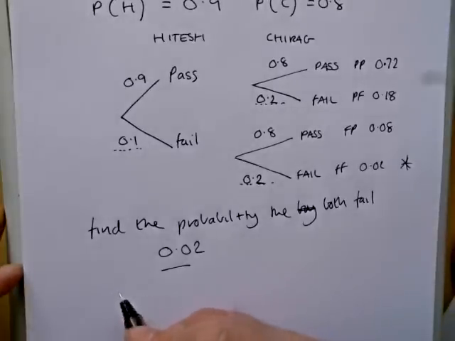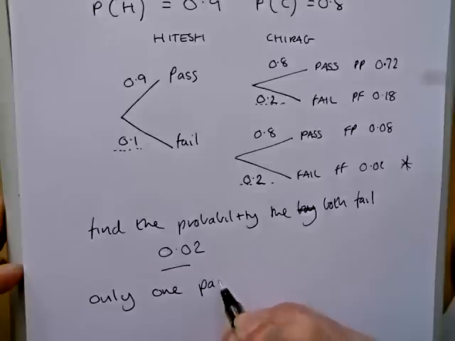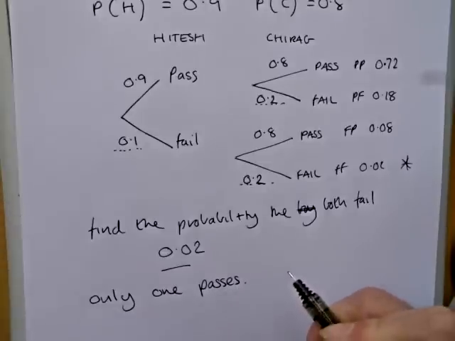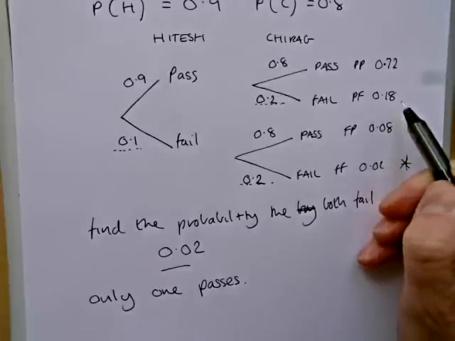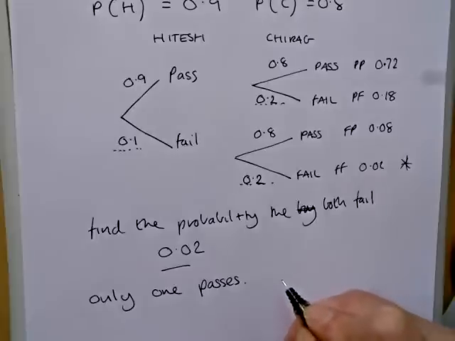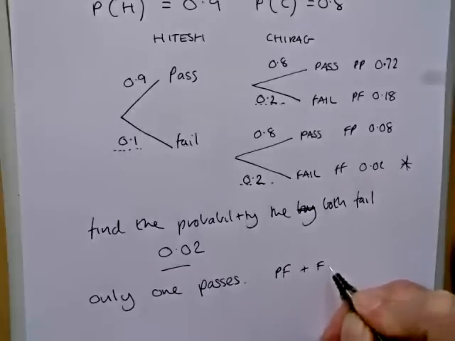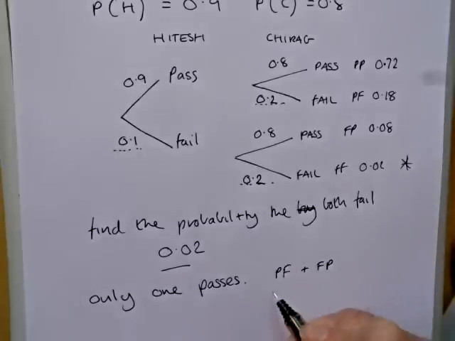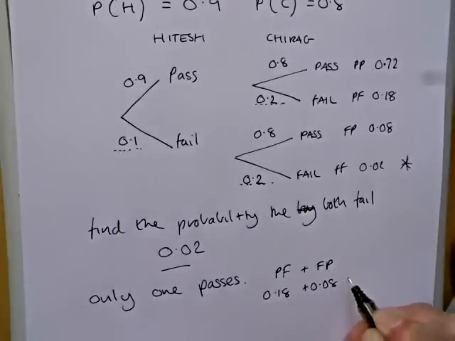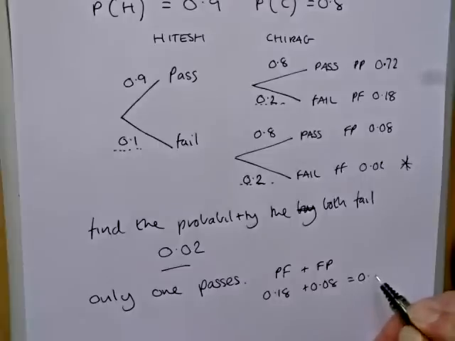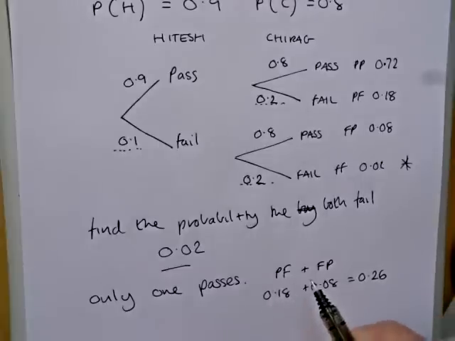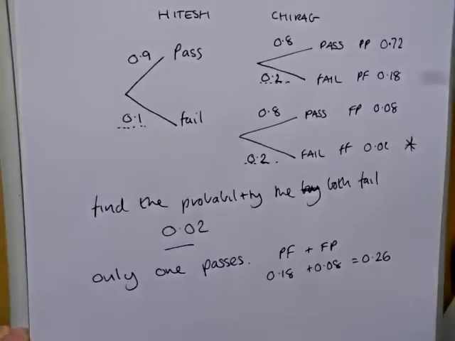We could be asked to find the probability that only one of them passes. Now there are 2 ways that this could happen. Only one passes with PF, that's Hitesh passing, Shirek failing, or it could happen the other way around, Hitesh failing, Shirek passing. So we have to add both those probabilities together to get the answer there, and that will be 0.26.